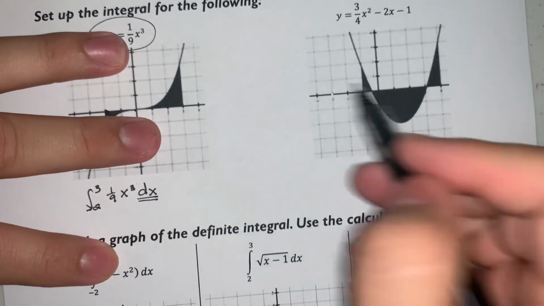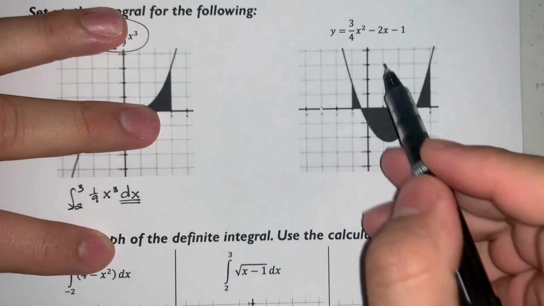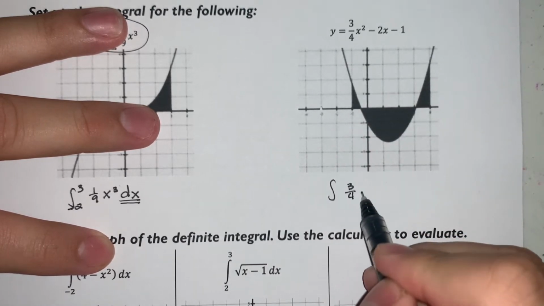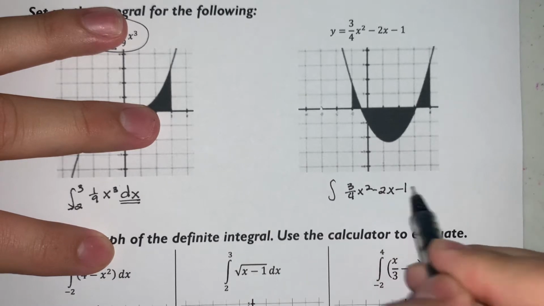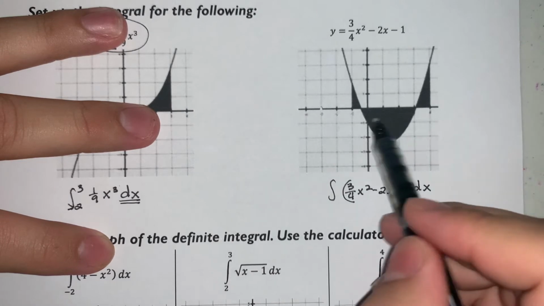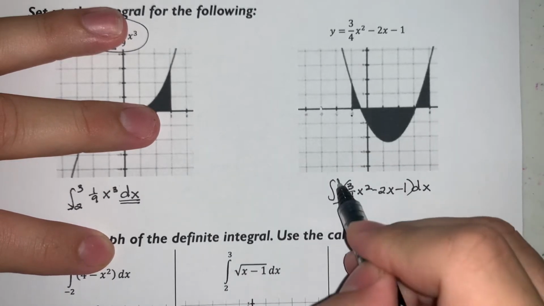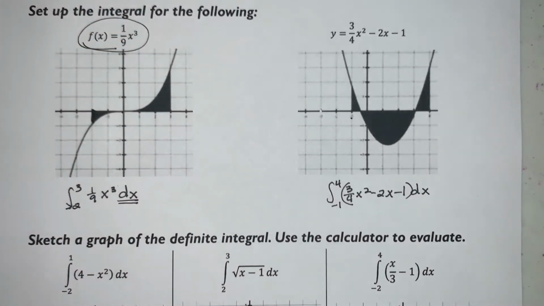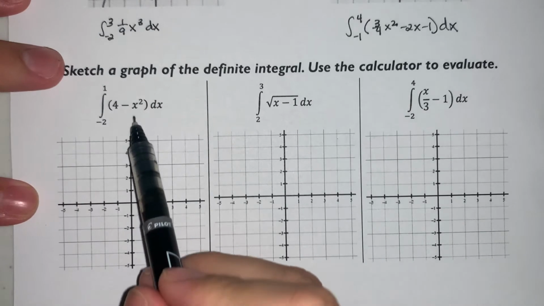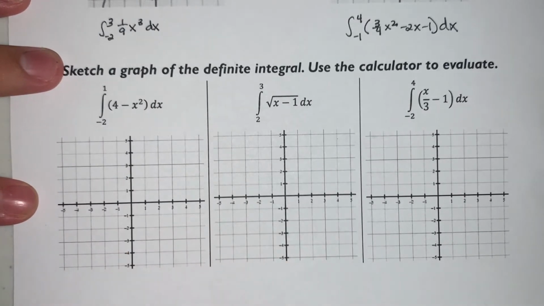So over here, when I take the integral of this, again, this is the function, so it's the integral of the function 3/4 x squared minus 2x minus 1 dx, right? And they're basically integrating from -1 to 4. All right, pretty simple. Okay, so the next thing we're going to do is sketch this function and give a graphical representation of what this integral is trying to ask for.